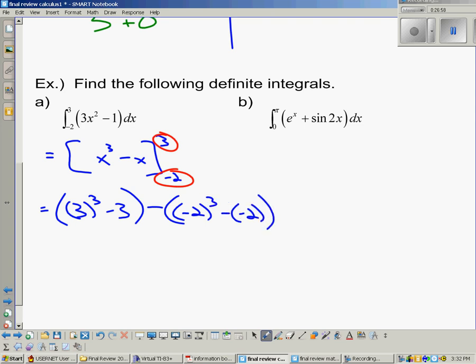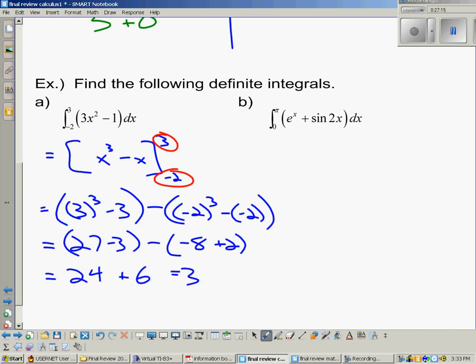A lot of brackets happening here. So this would be 27 minus 3. My first one's here, and this one would be -8 plus 2, or 24 plus 6. Oh my gosh, we get the same answer.